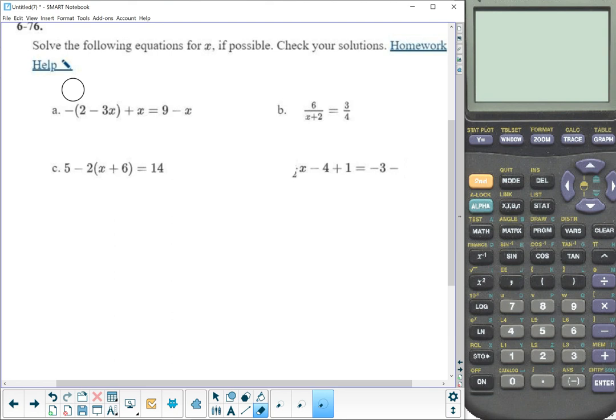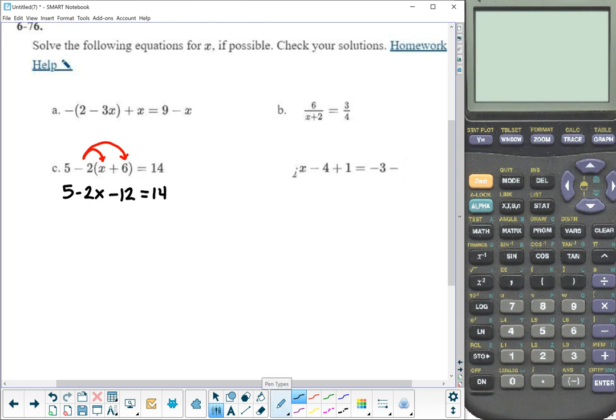Okay. C, we're going to go ahead and just distribute this negative 2 in here and in here. So I'm going to rewrite as 5 minus 2x. Negative 2 times 6 is negative 12 equals 14. Okay. I'm going to go ahead and combine the 5 and the negative 12. All right, so 5 and negative 12.